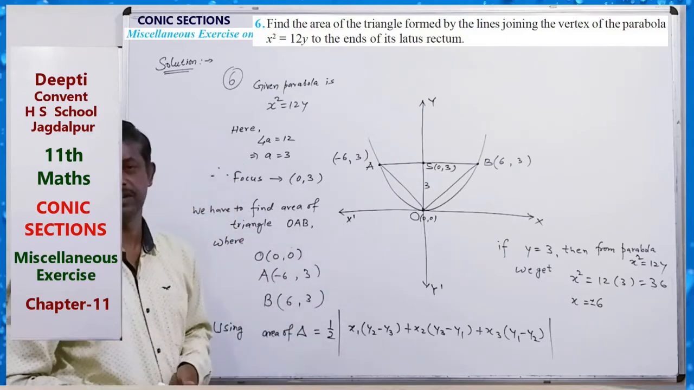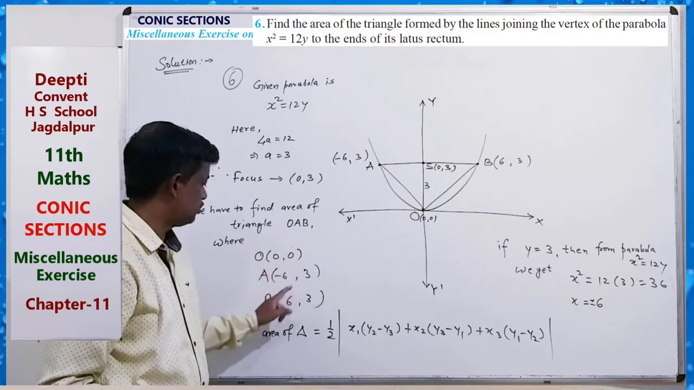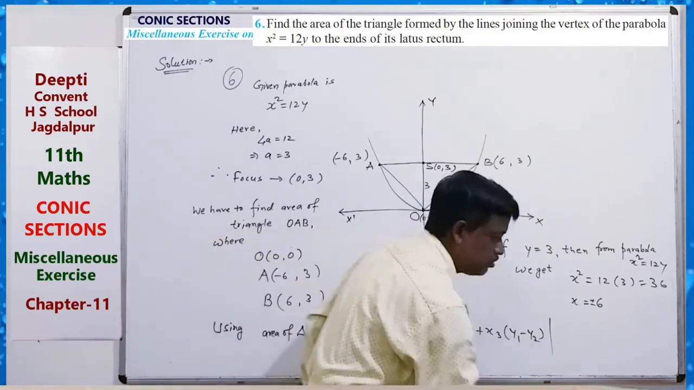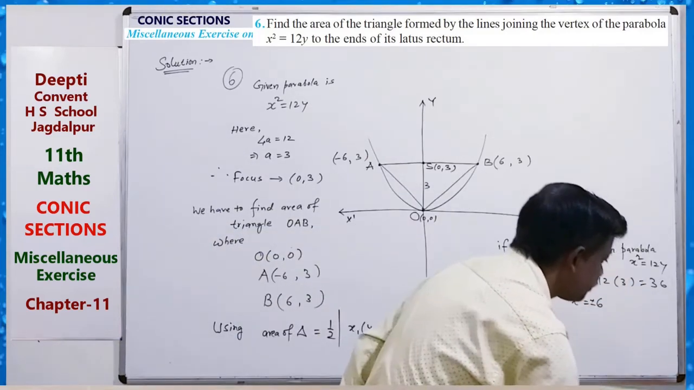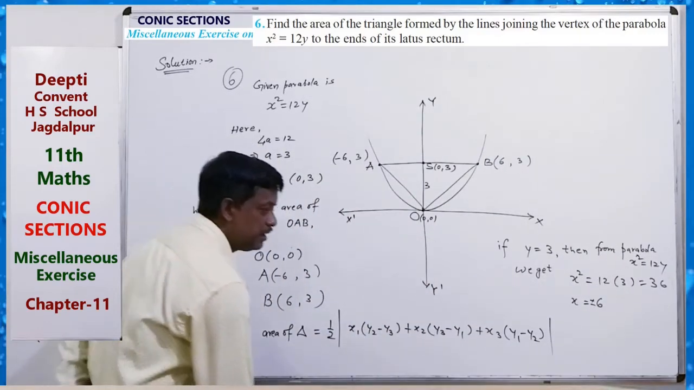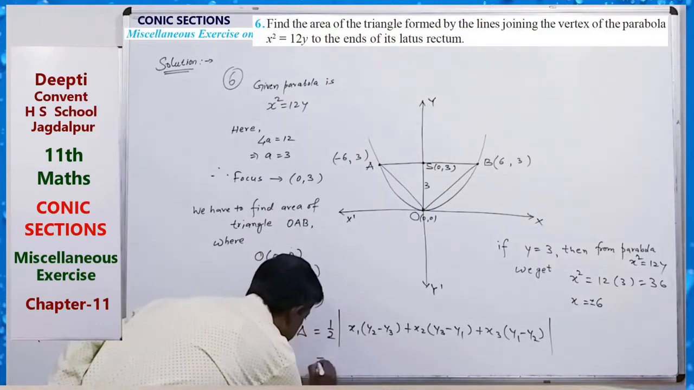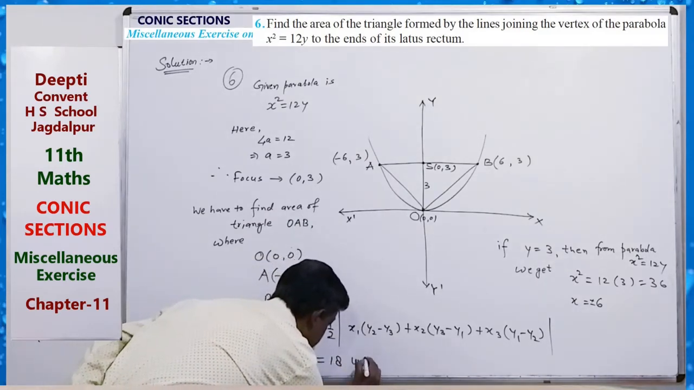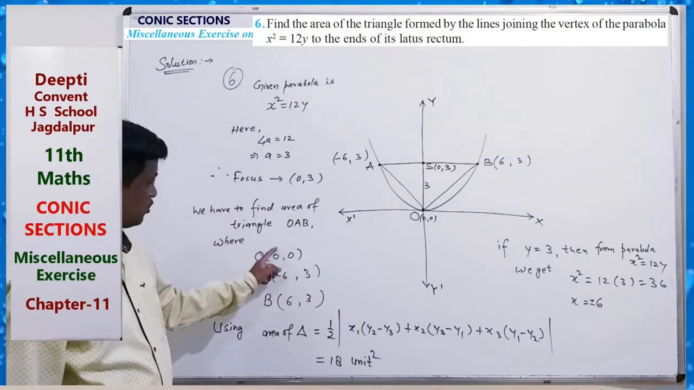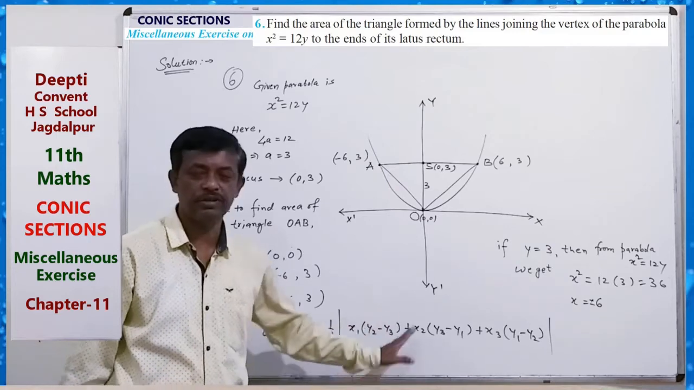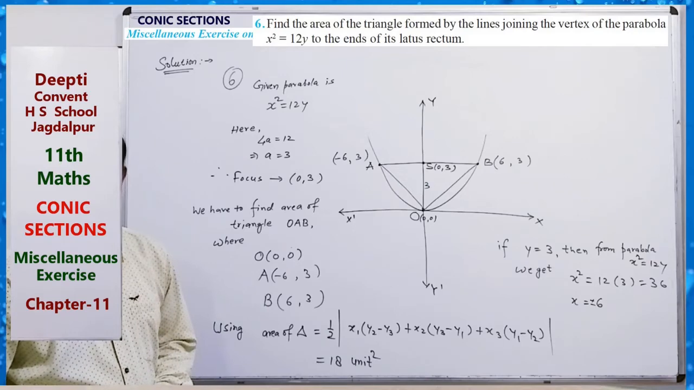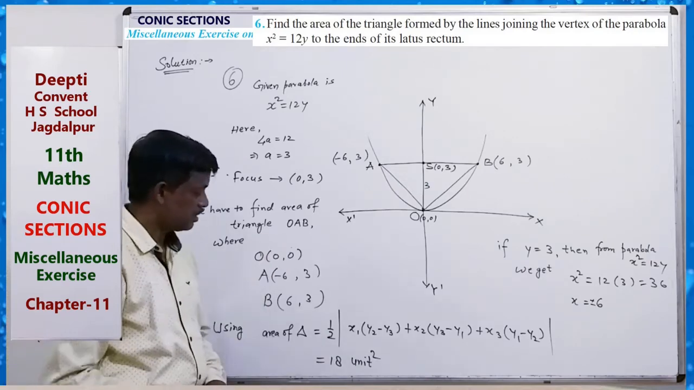Any of the points can be taken as x1, y1, x2, y2, x3, y3. Just use them here. After solving, by taking the modulus sign, you can get the value as 18 square units. Just put in the values and solve it. Okay. So this is the area of the triangle.